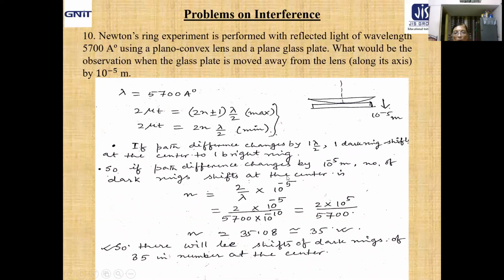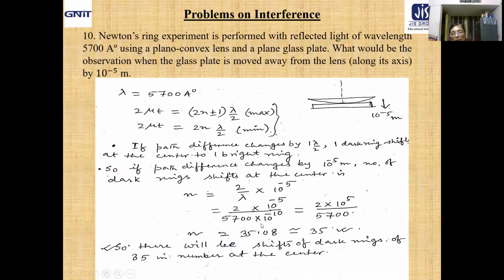Now be careful at this point, it is in meter. So your lambda expression must be in meter. Otherwise, it should not be a number because the units should cancel out. So express lambda in meter, that is 5700 into 10 to the power minus 10. Be careful about the units in optics problems. Okay. So you will get the answer to be equal to 35.08. That means 35 rings shifted at the center from the dark one. So there will be a shift of 35 dark rings at the center.